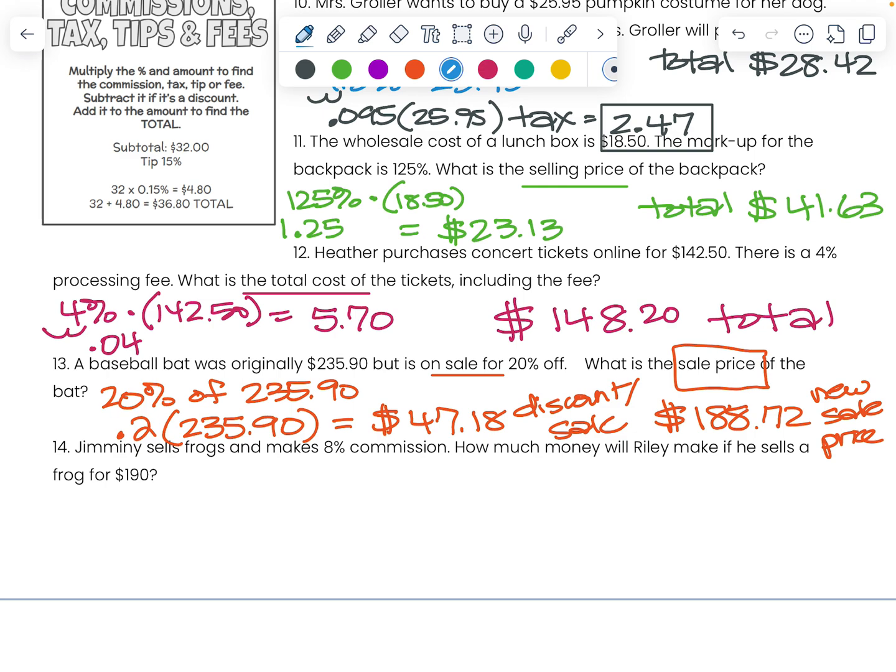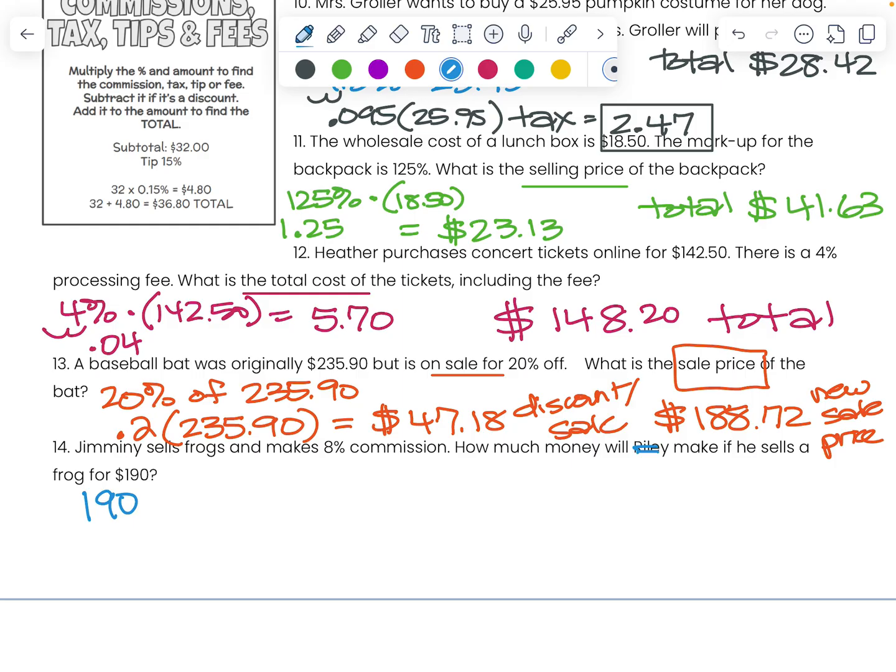Well, my question is why is Riley selling, not Jiminy? I don't know. I changed the problem. I'm guessing this right here should probably say Jiminy. Yeah. Like Jiminy Cricket. Yep. Okay, so we've got $190.